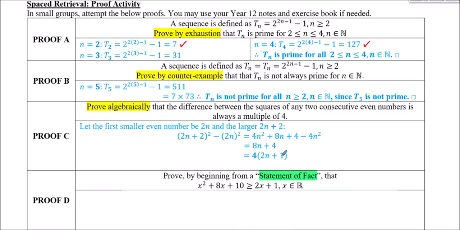So we've proven it, but again, what I would suggest is to always conclude with a worded statement. So, therefore, the difference between the squares of two consecutive even numbers is always going to be a multiple of 4.